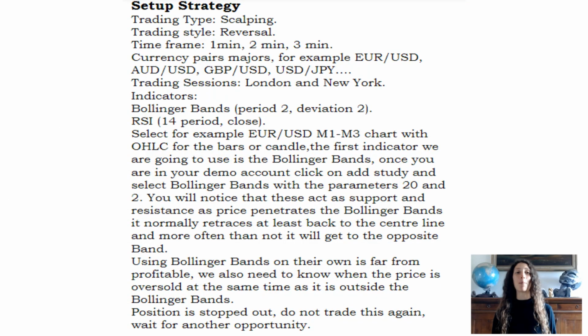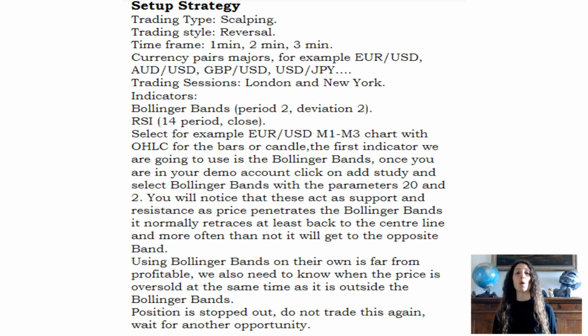Trading type: scalping. Trade style: reversal. Time frame: 1 minute, 2 minutes. Currency pairs, for example, EUR-USD, AUD-USD, GBP-USD, USD-JPY. Trade sessions: London and New York. Indicators: Bollinger Bands, period 20, deviation 2, RSI 14 period close. Select, for example, EUR-USD M1 to M3 chart with OHLC for the bars or candle.